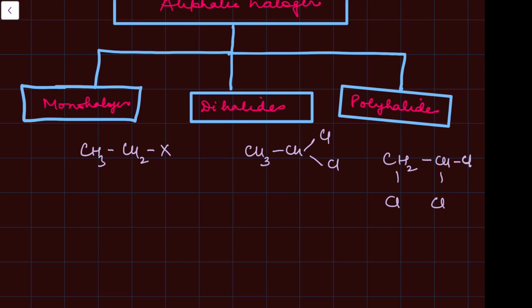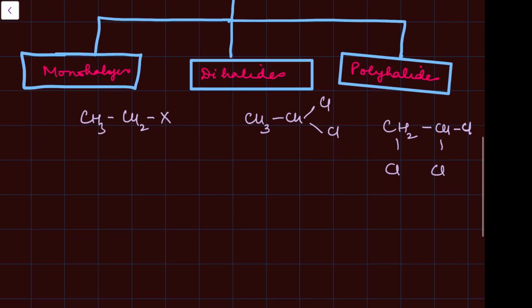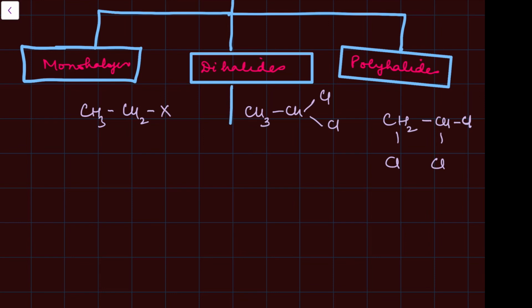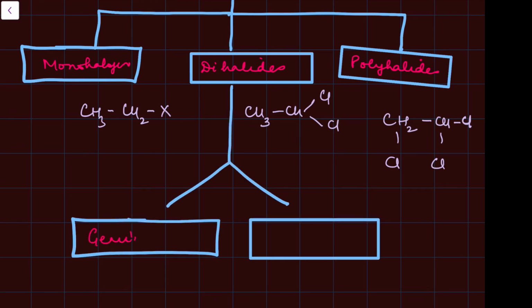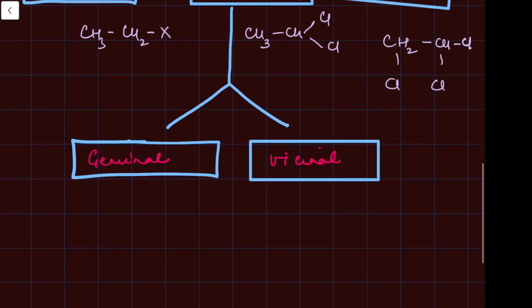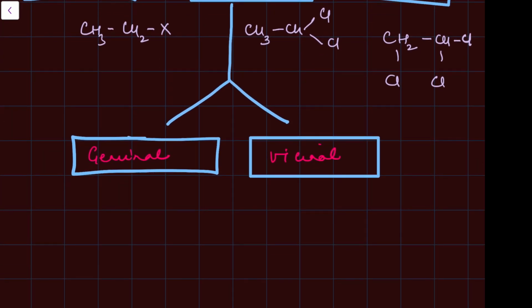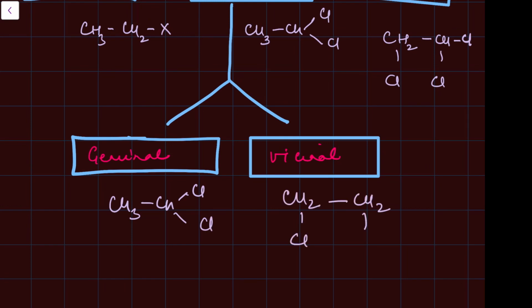In dihalides, we further have two categories: geminal dihalides and vicinal dihalides. Geminal dihalide will be where both the halogens are present on the same carbon. Vicinal will be where the halogens are present in the vicinity, that is on the neighborhood carbon.